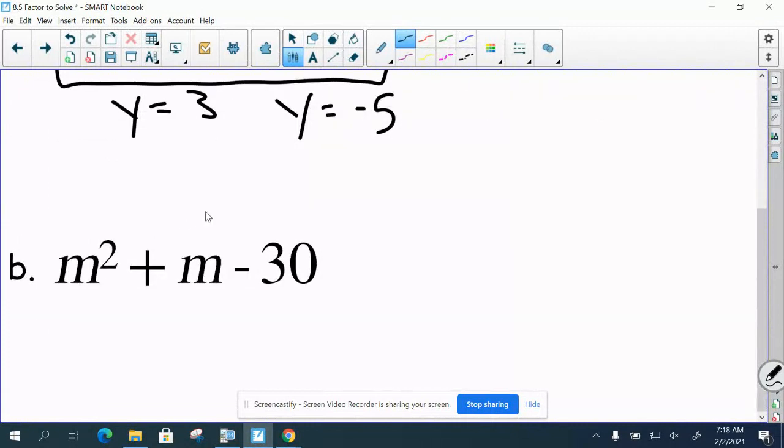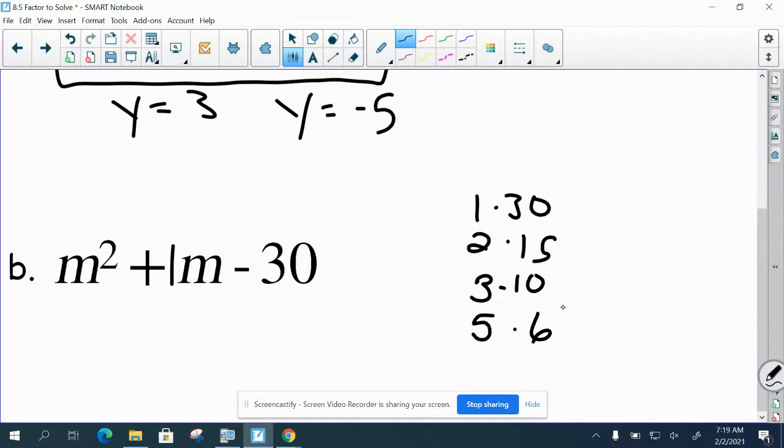All right, for this one, if this is 30, we've got 1 and 30, okay, and then we're trying to figure out how to combine it to be positive 1, so that's not going to work. How about 2 and 15? Nope. 3 and 10? Nope. And my last one would be 5 and 6. 5 and 6, I think, will be the winner. But which one will be plus and which one will be minus?